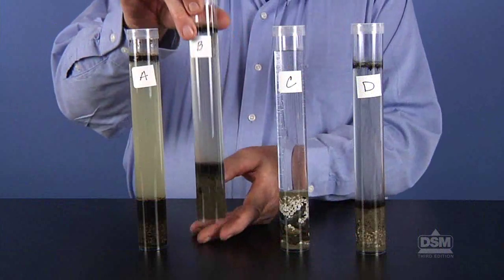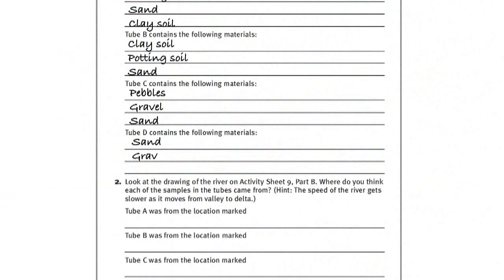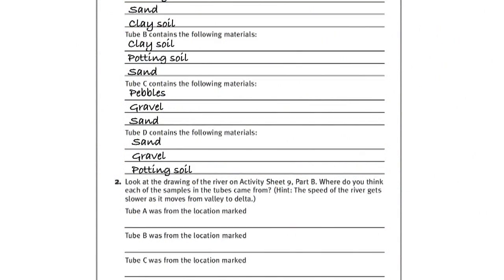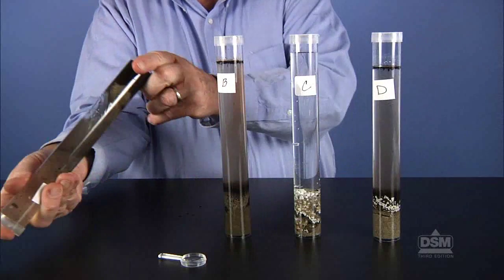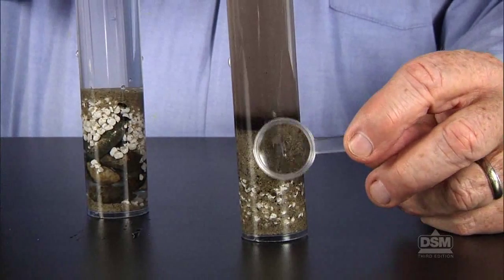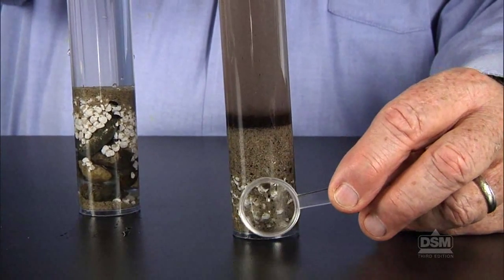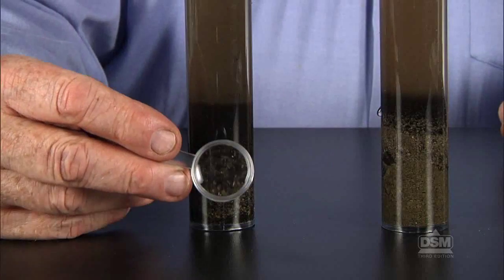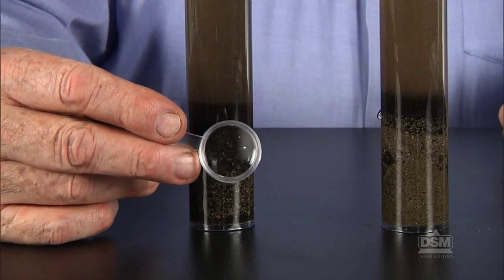Have them examine the contents of their tube and record their observations on Activity Sheet 9, Part A. Students may shake the samples but should not remove the caps. Have magnifiers available for students who wish to examine the tube contents more closely. Then have teams swap tubes until each team has examined tubes A through D.